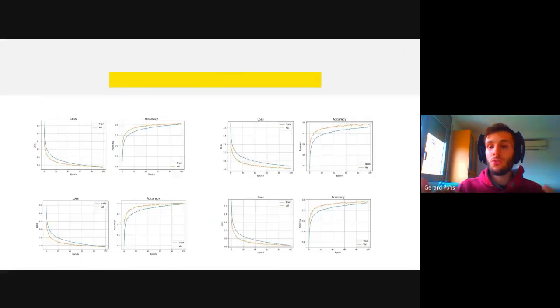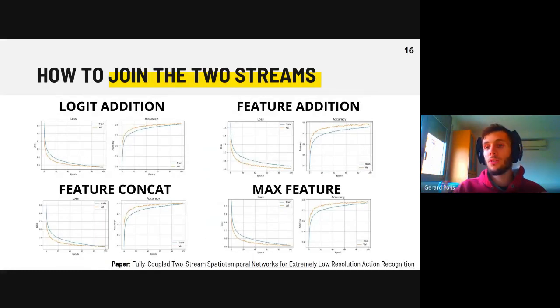To join the features, we explored different possibilities following the publication that deals with spatiotemporal streams of low-resolution videos. That was exactly what we were working with. We tried adding I3D features, concatenating them, and retaining the maximum value of the 2048 features, working with one neural network, and also using two neural networks and adding up the logits.